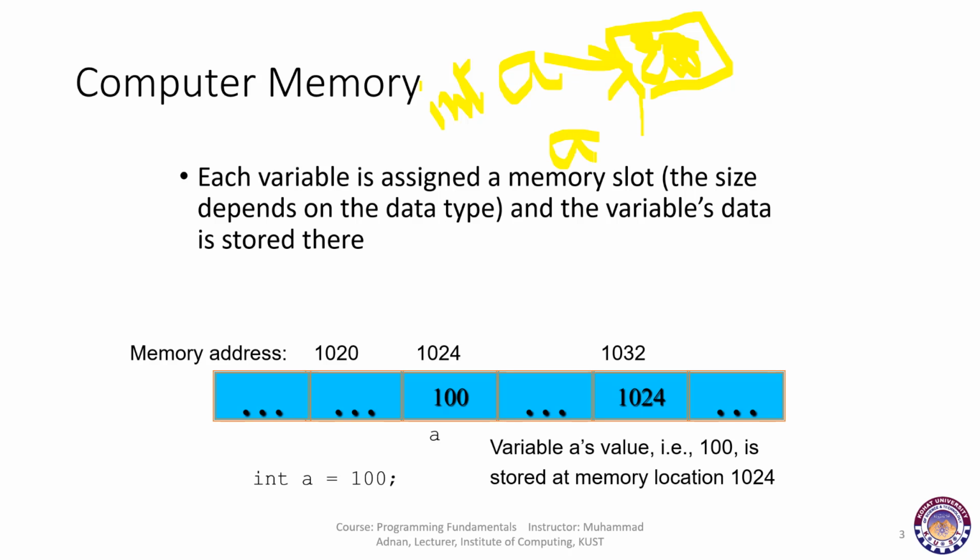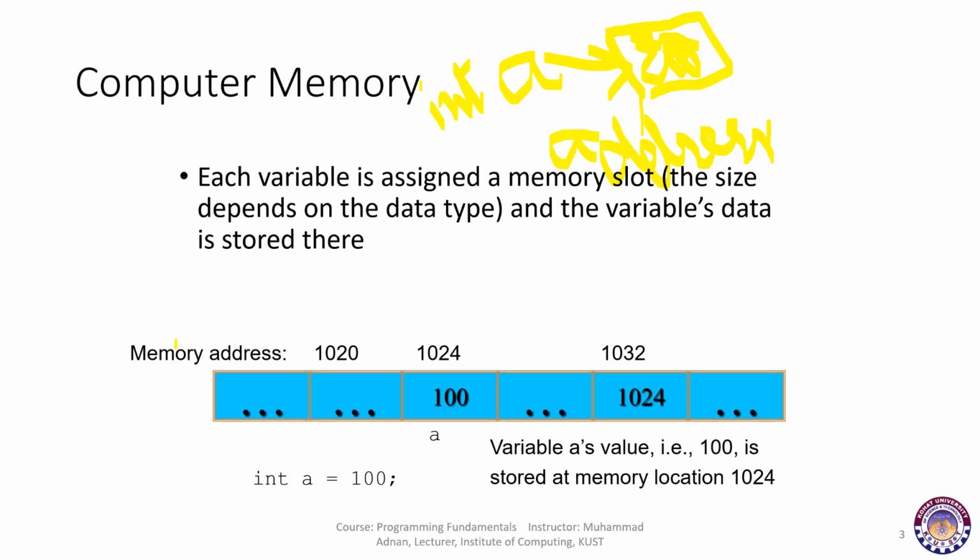So what does it mean? It means that a variable has a name, data type, a value and an address. So four things are attached to a variable. Once again, I repeat, each variable is assigned a memory slot. The size depends upon the data type of a variable, and the variable's data is stored there.